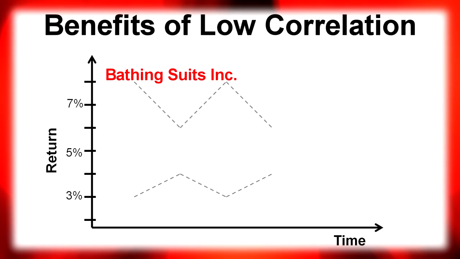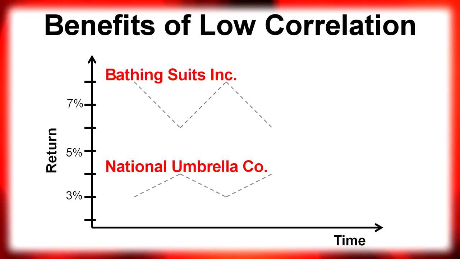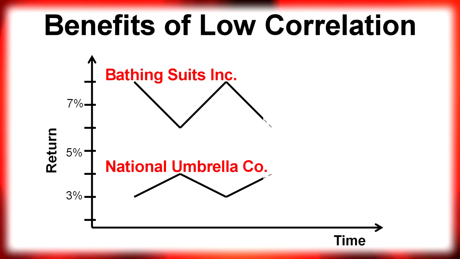To help me show you, let's imagine two companies, Bathing Suits Incorporated and National Umbrella Company. A rainy year means that the sales of Bathing Suit Company will fall, but the Umbrella Company does well. In a sunny year, the Bathing Suit Company does well and the sales of umbrellas fall. The price of these company stocks move in opposite directions, so they are negatively correlated.